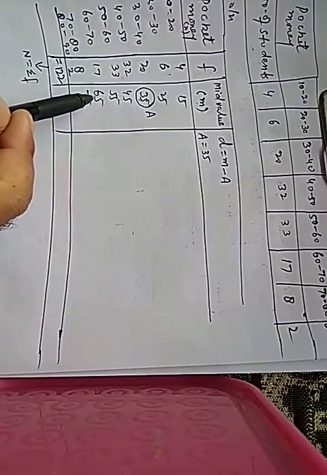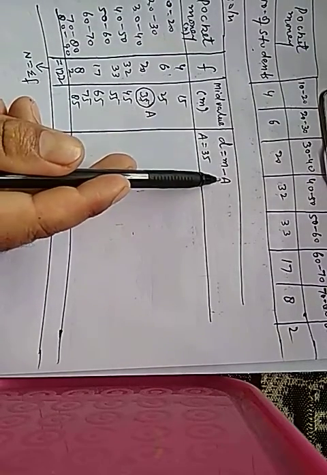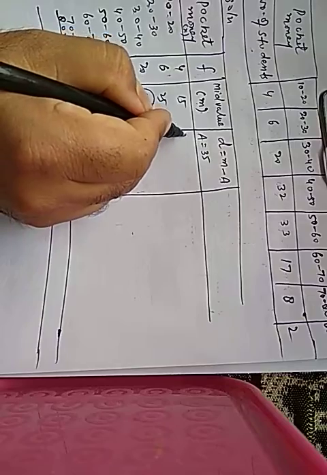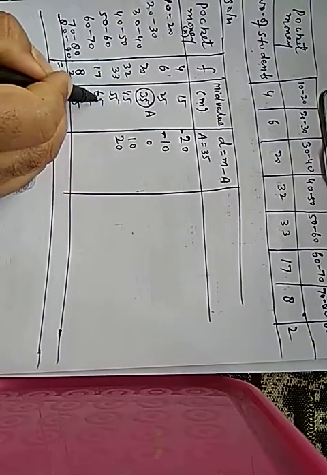Now from these mid values 15, 25, 35, 45, 55, 65, 75 and 85, we have to subtract the value 35, which we have taken as assumed mean. 15 minus 35 is equal to minus 20. 25 minus 35 is minus 10. 35 minus 35 is 0. 45 minus 35 is 10. 55 minus 35 is 20. 65 minus 35 is 30. 75 minus 35 is 40. 85 minus 35 is 50.